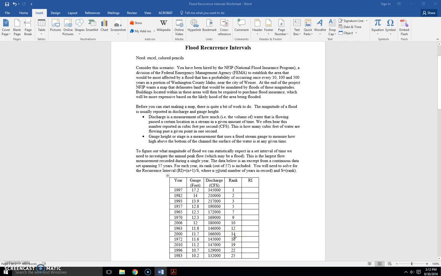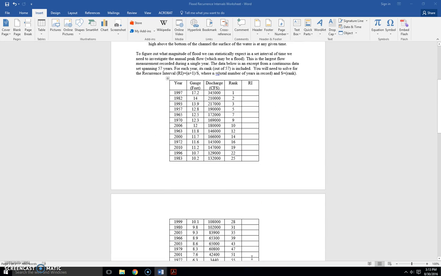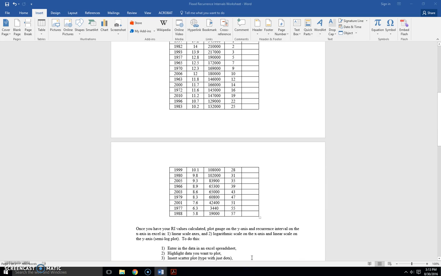You will need to solve for the recurrence interval, Ri, with the equation Ri equals n plus 1 divided by S, where n is the total number of years in record, which is 57, and S is the rank, which is in this column. So use this equation to solve for your recurrence interval Ri, and then you type that in or write it in, depending what you're doing.